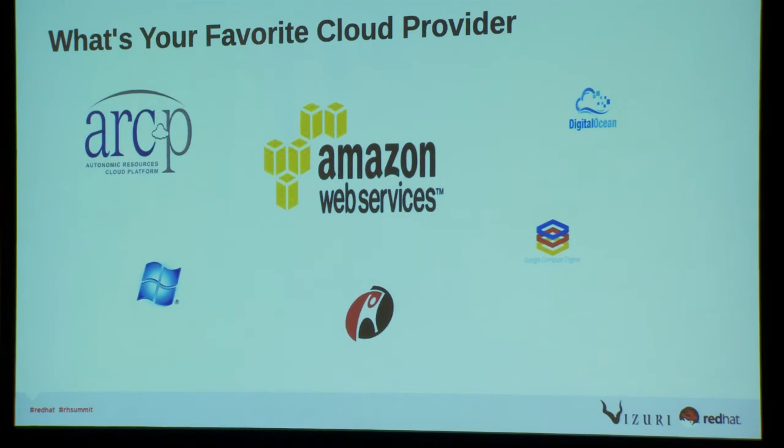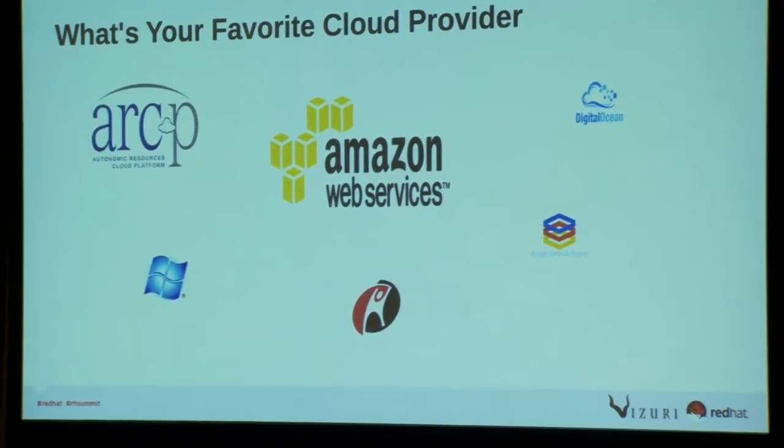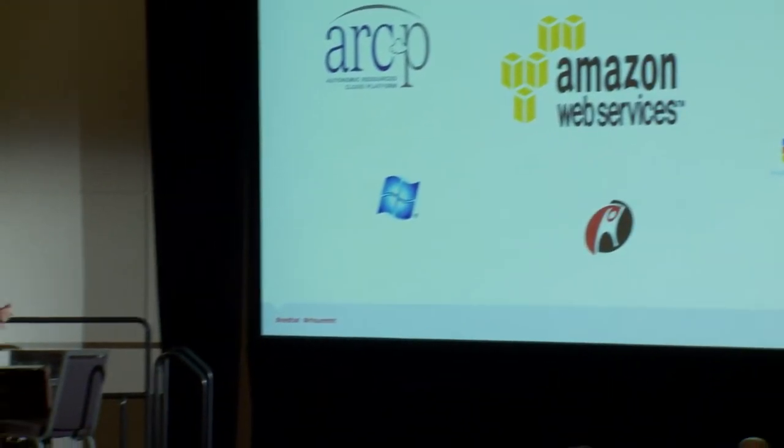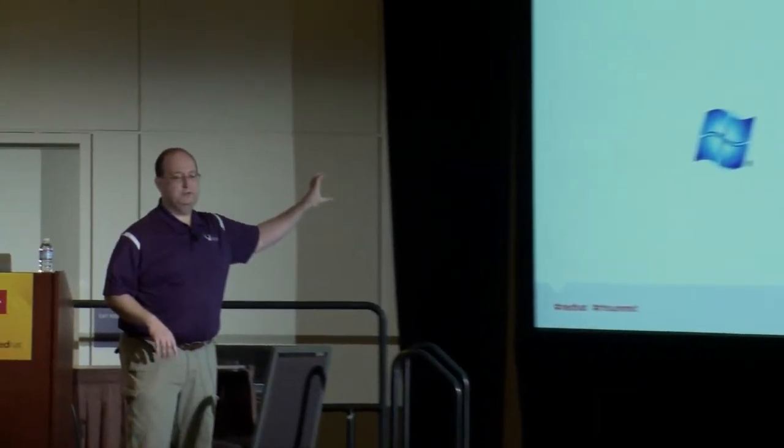So then we have the ability now to choose your favorite cloud provider. If you do a lot of federal government work, Autonomic Resources is the cloud platform, maybe it's Amazon Web Services, Windows Azure, as we just sort of showed here, Rackspace, Google Compute Engine, DigitalOcean. Really, as long as I can get up an instance running, get into a Linux instance, I can go ahead and deploy that.